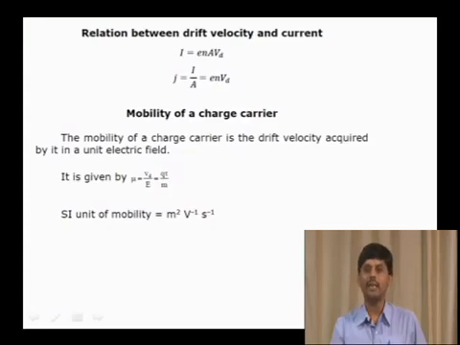So next we will pass on to the mobility of the charge carriers. Mobility of the charge carriers is the drift velocity acquired per unit electric field, that is, μ is equal to Vd divided by E. In different forms we can write mobility also. The SI unit of mobility is meter square per volt per second.